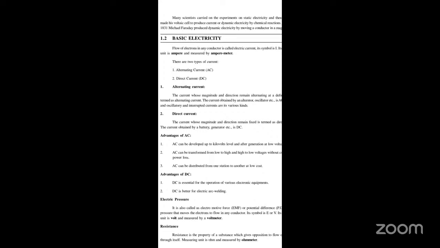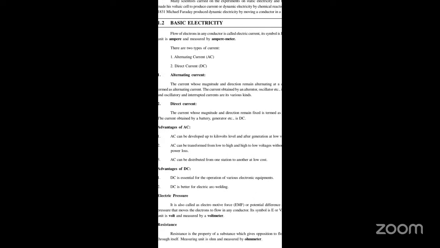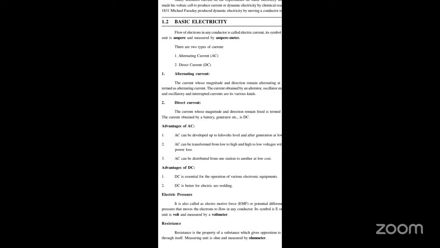Now, basic electricity. What is this? The flow of electrons in any conductor is called electric current. Its symbol is I. Electric current is denoted by the letter I. Its measuring unit is ampere and it is measured by an ammeter or ampere meter. There are two types of current. The first one is alternating current, the second one is direct current.